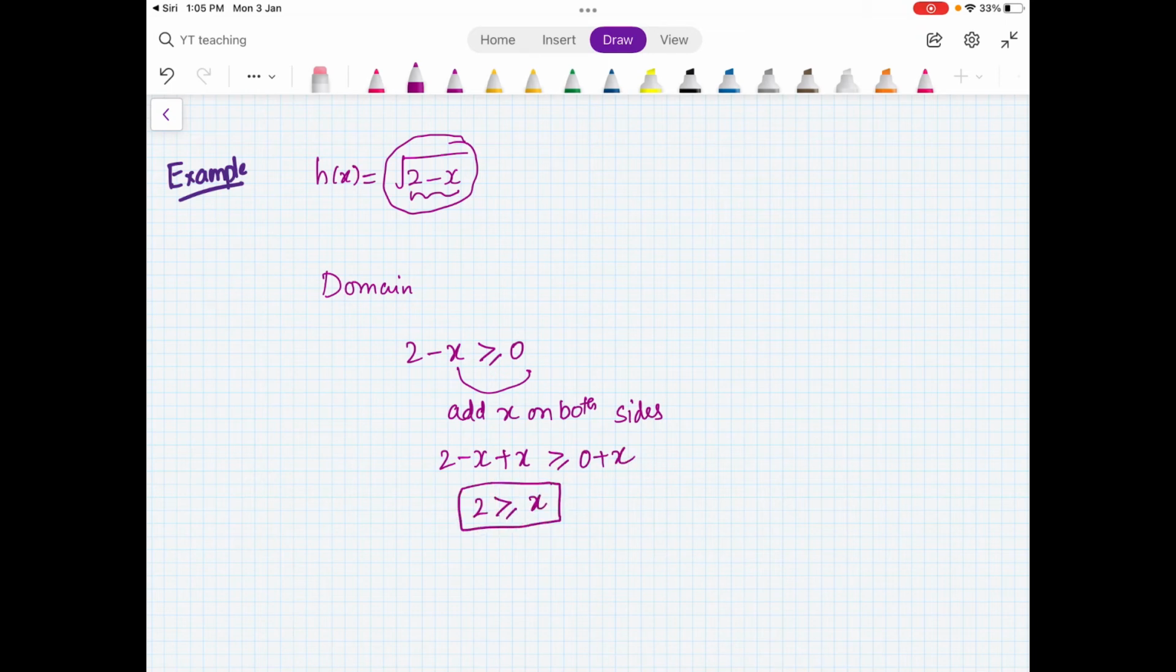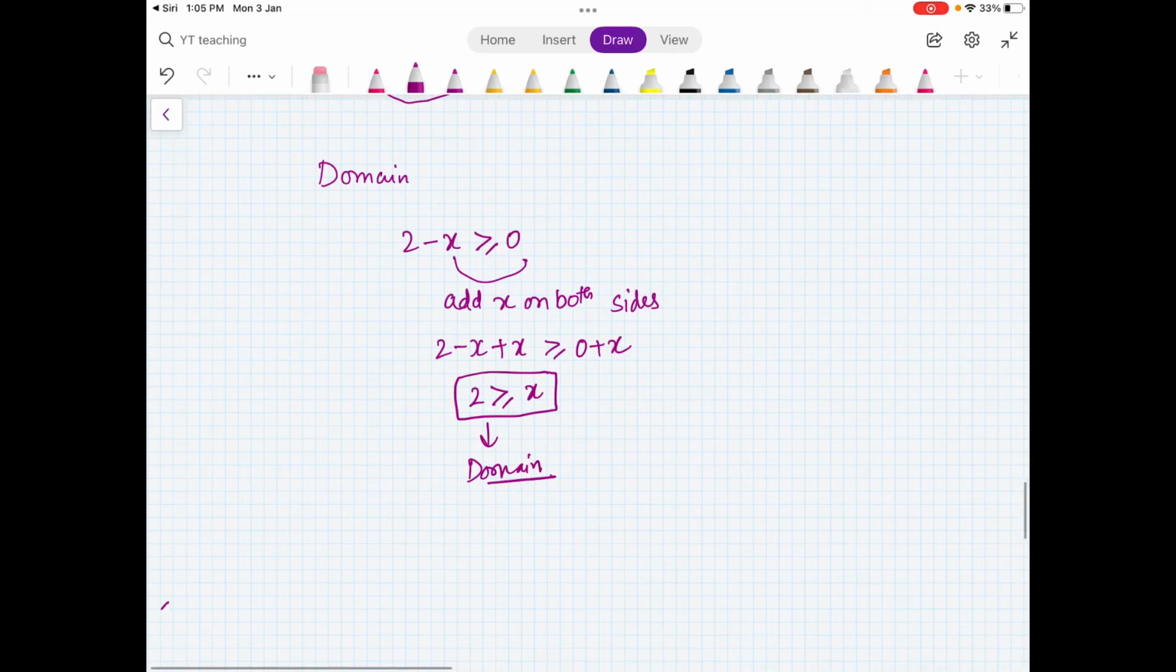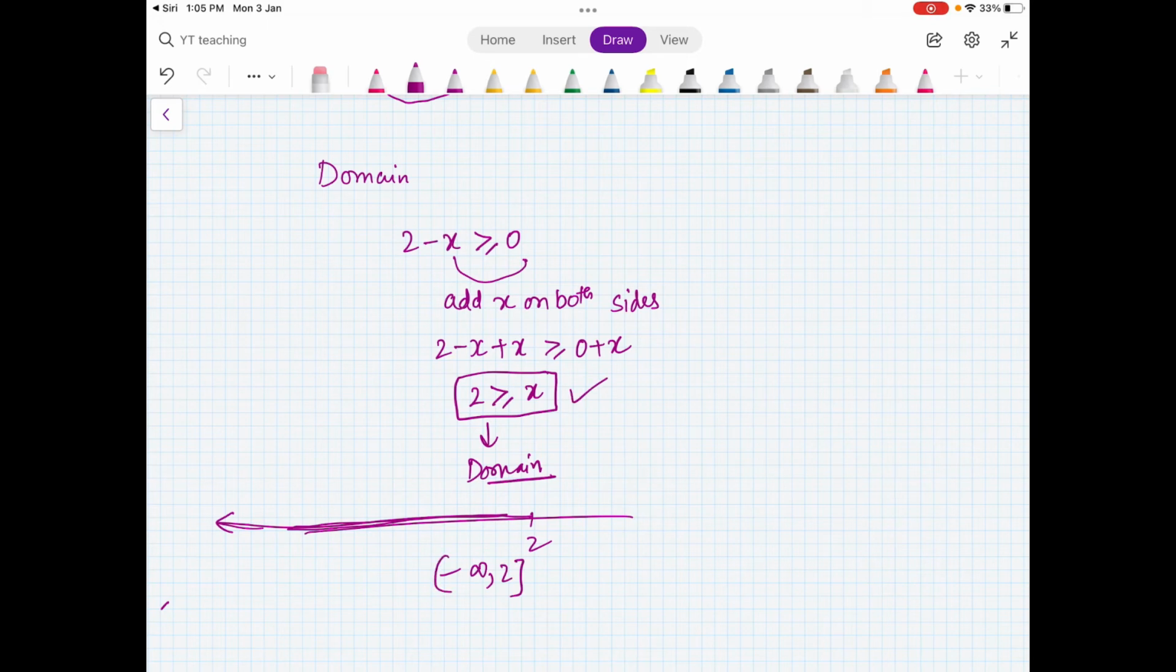So this is my domain. How can I write it? This is x less than or equal to 2. On the number line, it's like this. You can write it as minus infinity to 2, with 2 included. Or you can just write it like this, that is also okay. A better way to write it is x less than or equal to 2.